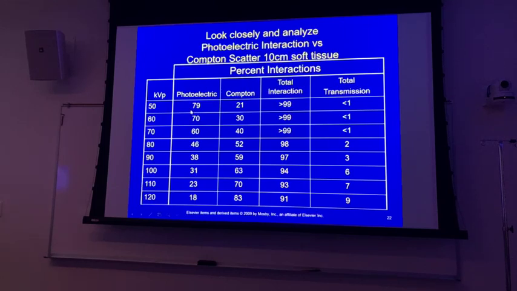Okay? At 60 kVp, notice your photoelectric drops. At 70, it drops more. At 80, it drops more. And then at 120, it drops all the way down to 18%. Okay? Your Compton, on the other hand, goes in the opposite direction. At low kVp, your Compton is relatively low, and at high kVp, it's very high. Okay? So total interactions drop, and your total transmission increases as kVp goes up. So that's total transmission of both Compton and true transmission as well.